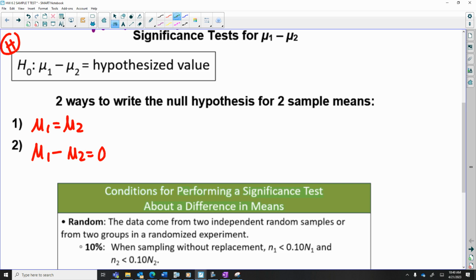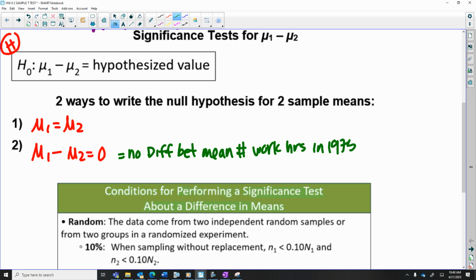Either way, you're writing there is no difference between the mean number of work hours in the year 1975 to the year 2014 for Americans. So remember, the null is always no. H0 means no. No difference between the two. And then there is a difference between the two. Okay. So we didn't do the HA. This still says null. So let's add H0, HA.